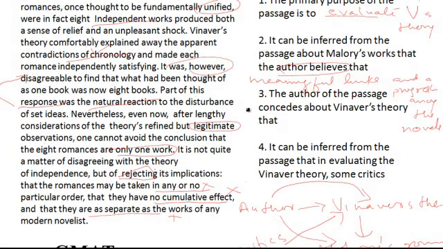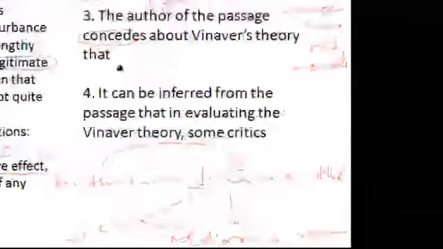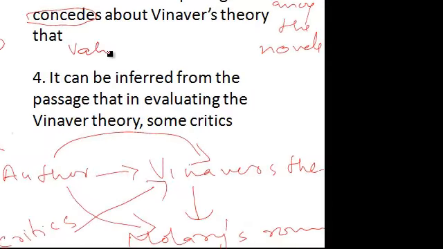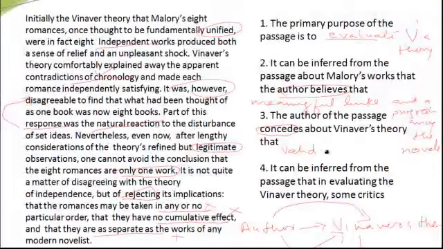The author of the passage concedes, accepts something about Vinaver's theory. We have seen a couple of points of acceptance. One is that he says he comfortably explained away the contradictions of chronology, and then he says that there are legitimate observations in the theory. So the author accepts that there are certain good, valid observations in the theory. So he is not completely critical. There are points on which he agrees with the reviewer here, that is Vinaver.